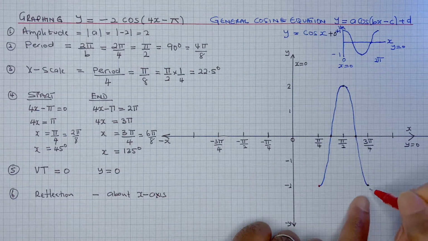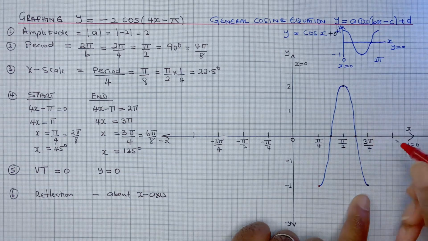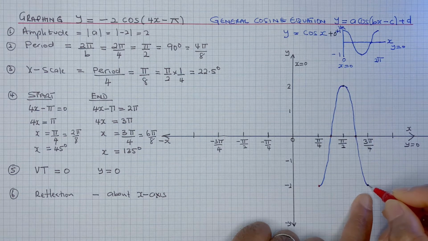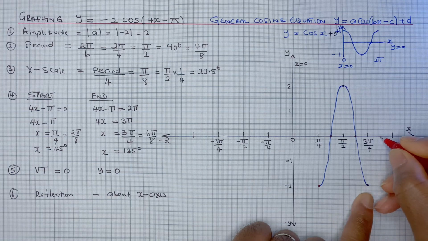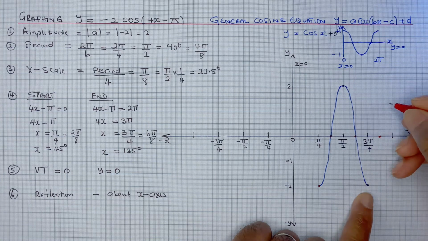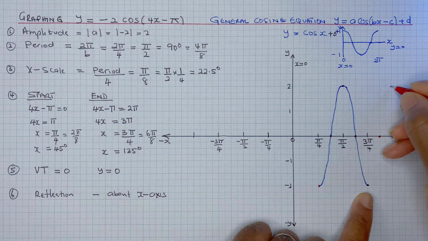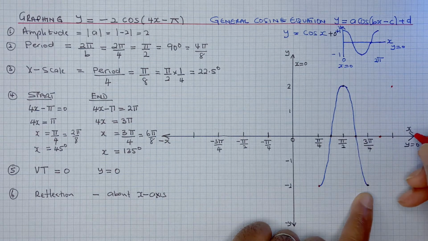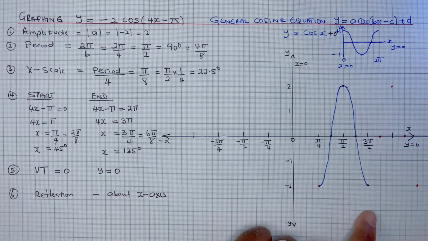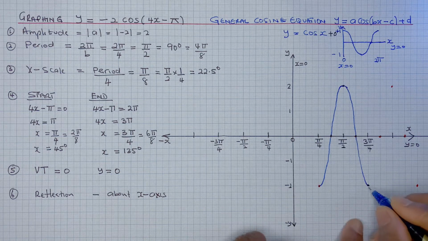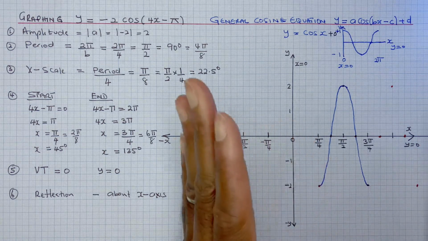So let's plot another period to the right. So now we're going to go back down here by another pi over 8, and then we go up there by another pi over 8, and then we come down another pi over 8, and then we finish at this bit here. So this is another pi over 8. So now we're going to draw the second period.